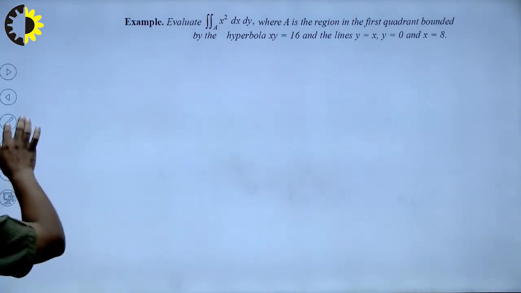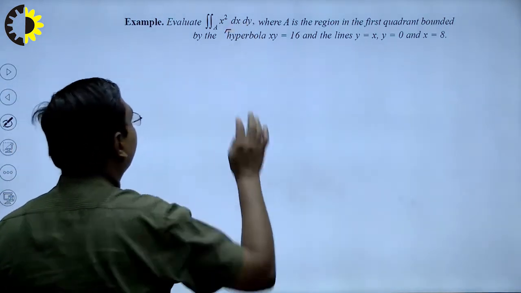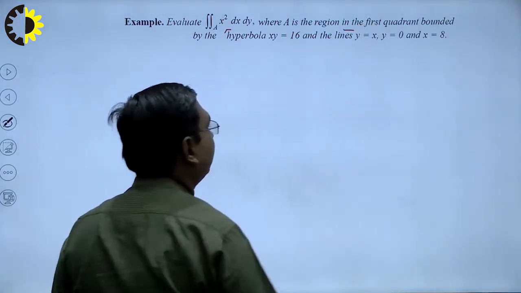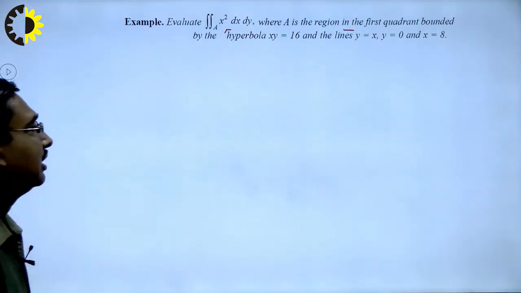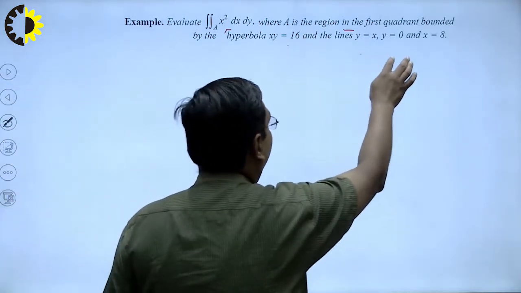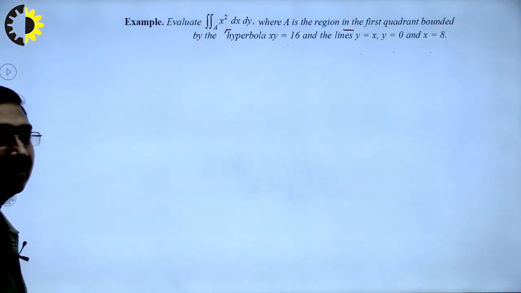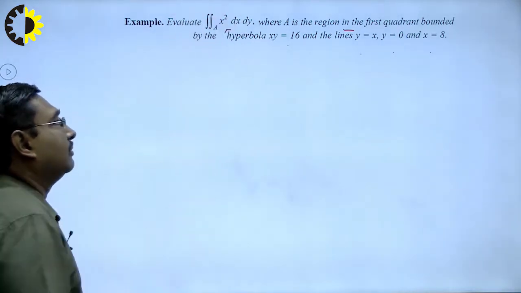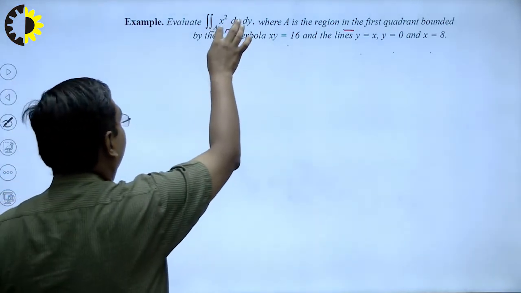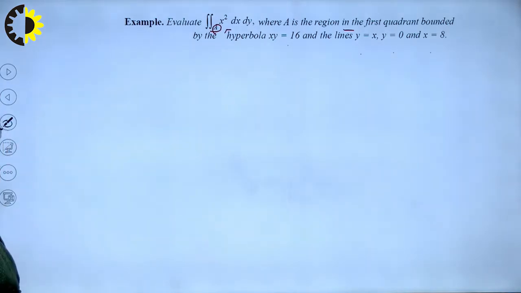The example says: evaluate the double integral over A of x square dx dy, where A is the region in the first quadrant bounded by the hyperbola xy equal to 16 and the lines y equal to x, y equal to 0 and x equal to 8. We have already seen that before evaluating this double integral, it is necessary for us to draw the region given by A. So we shall first draw the region of integration.